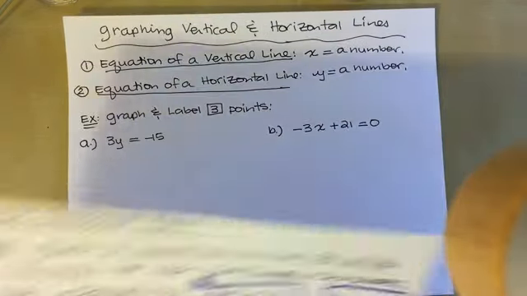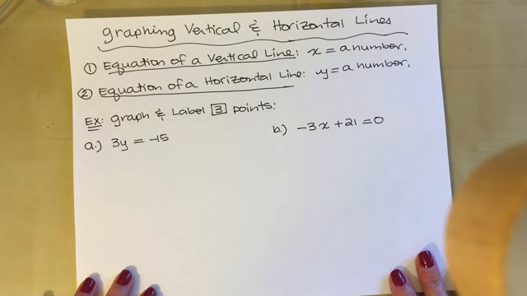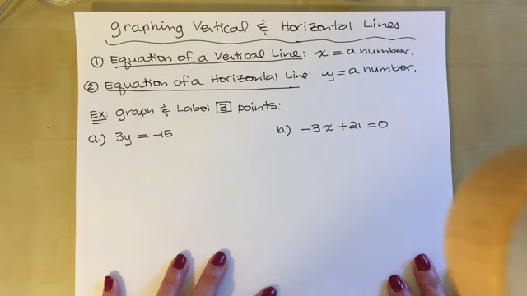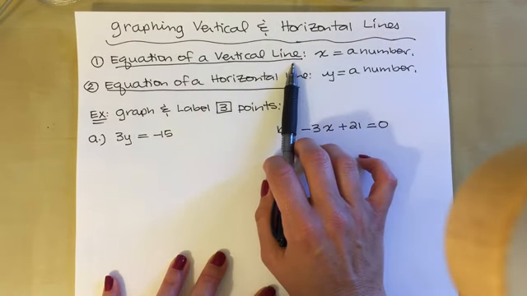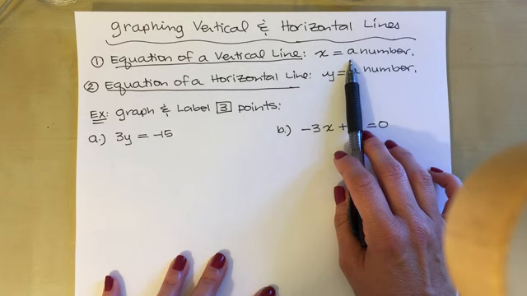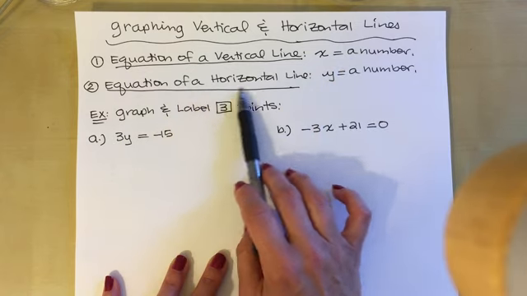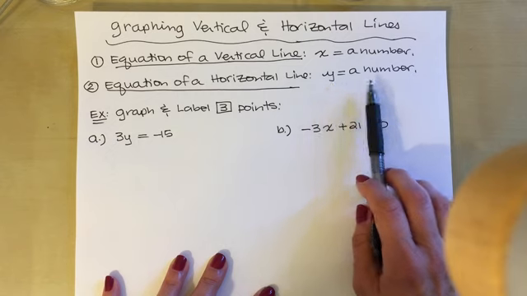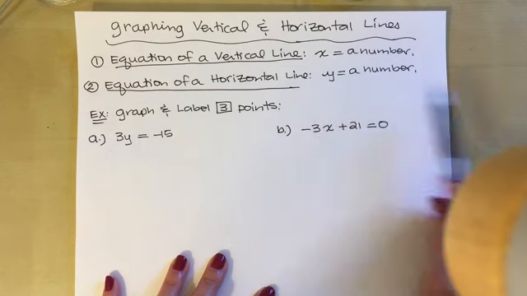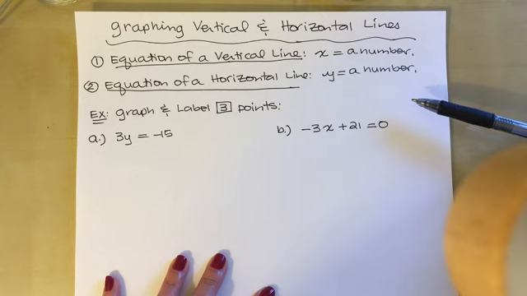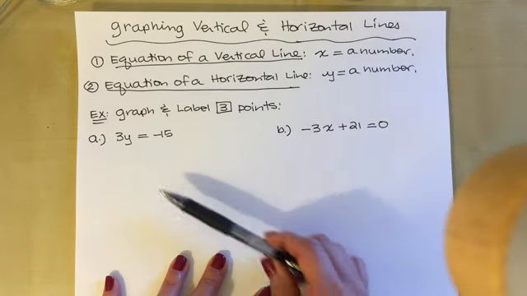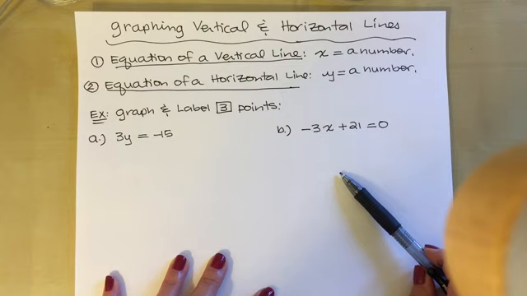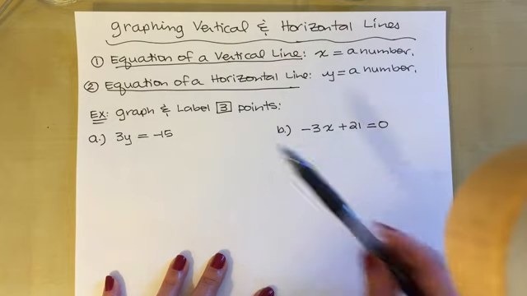Last part of this section, we want to review how to graph vertical and horizontal lines. What you need to remember, equation of any vertical line will have x equal to a number. Equation of a horizontal line will be y equal to any number. So when we have vertical and horizontal lines, your equation will contain only x or y, not both. Here are two examples. We want to graph and label 3 points.